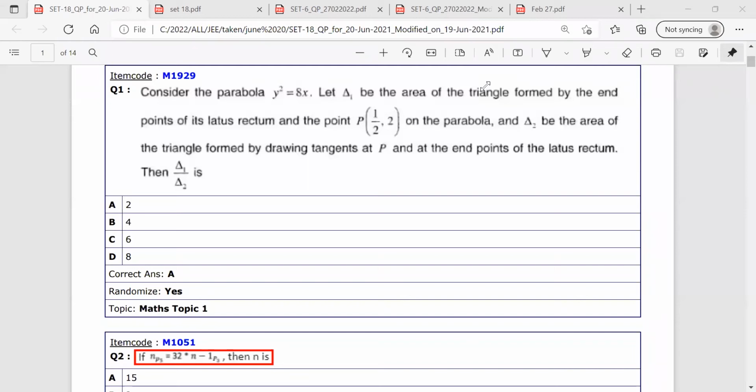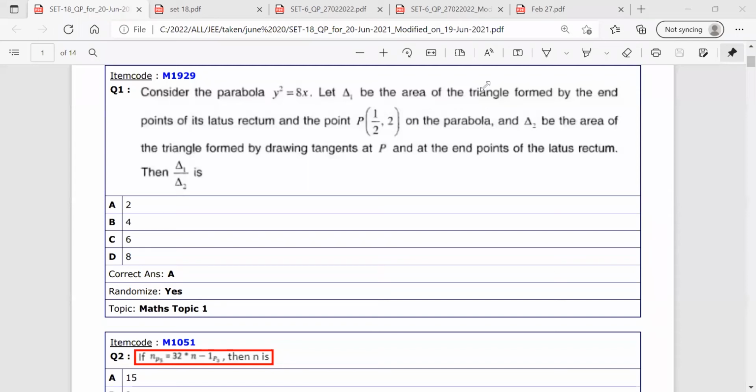So the first question is, consider the parabola y square is equal to 8x. Let delta 1 be the area of the triangle formed by the endpoints of its latus rectum and the point P of 1/2, 2 on the parabola, and delta 2 be the area of the triangle formed by drawing tangents at P and to the endpoints of the latus rectum. Then delta 1 by delta 2 is.